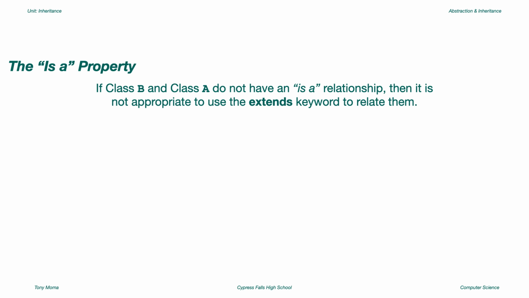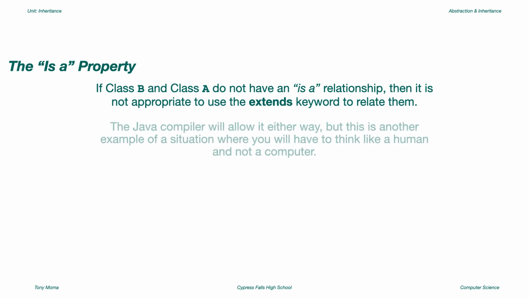If class B and class A do not have an is_a relationship, then it is not appropriate to use the extends keyword to relate them. For example, it would not be appropriate to declare a Lamborghini class that extends the shoe class. The Java compiler will allow it either way, but this is another example of a situation where you will have to think like a human and not a computer. Computers don't know what mammals are. Computers don't know what smartphones or muscles are, but we as humans do. Thus, it's our responsibility to make sure that the extends keyword only gets used appropriately.